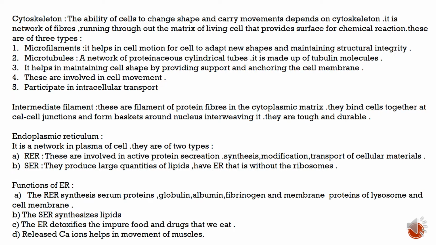Endoplasmic reticulum is a network in the cytoplasm of the cell. There are two types, RER and SER. RER means rough endoplasmic reticulum, and SER is smooth endoplasmic reticulum. Rough endoplasmic reticulum is involved in active protein secretion, synthesis, modification, and transport of cellular material. SER, smooth endoplasmic reticulum, produces large quantities of lipids and is endoplasmic reticulum without ribosomes.